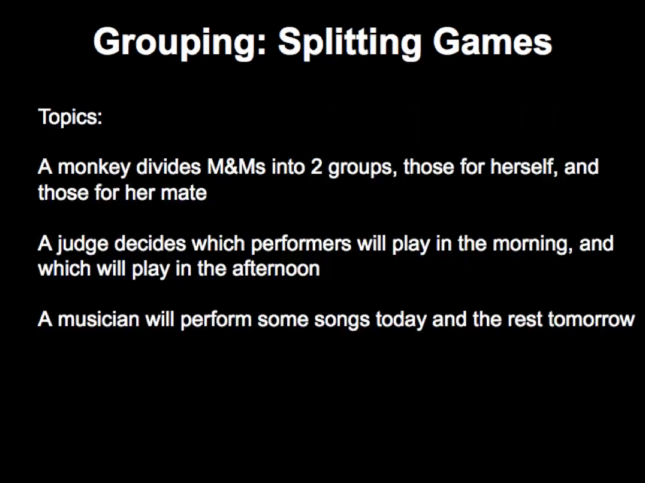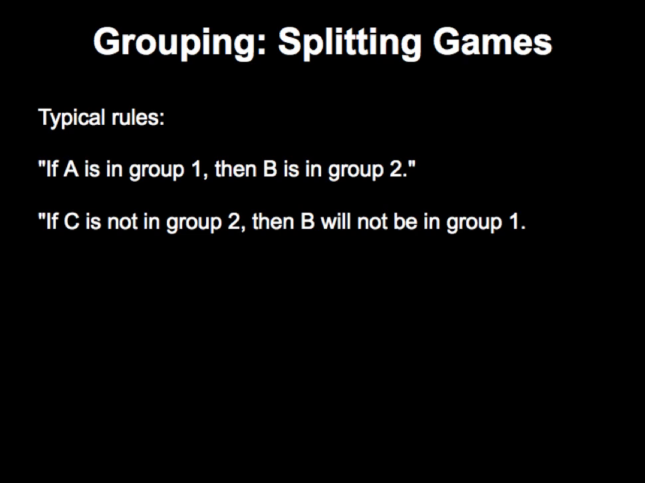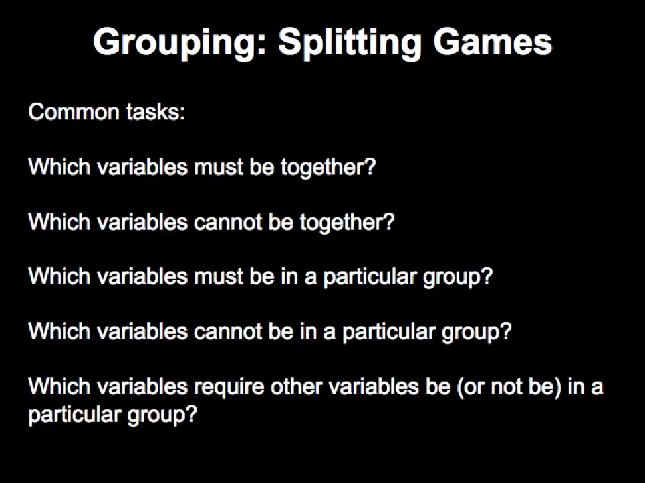Master this game type. Grouping splitting games have a lot in common with grouping in-out selection games because both game types involve dividing variables into two groups. For an in-out game, the groups are in and out. For splitting games, they're perhaps group 1 and group 2, group A and group B, and both game types involve lots of conditional logic. If one variable is in one place, then where does the other variable go? So we have if group 1, then group 2, or if not group 2, then not group 1, and of course variations on each of those.